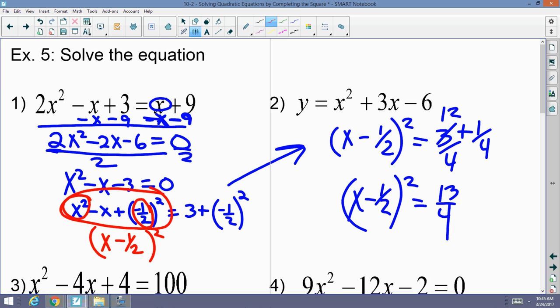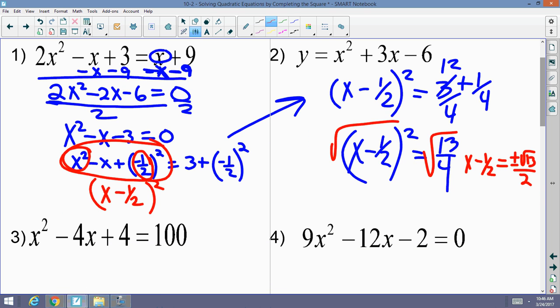Now, how do I cancel out a power of 2? Square root both sides. Thank you. So that gives me x minus 1/2 equals plus or minus square root of 13 over 2. And then how do I find x by itself finally here?